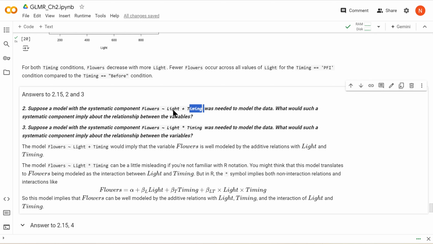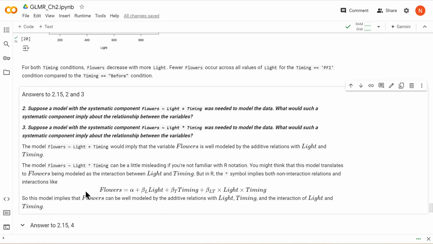But how does that differ then from the next one, where we have light asterisk timing? Okay. So hopefully you are familiar with this. But in R, if you write a model such as this, where you're separating variables not by a plus but by an asterisk, then what this is doing is it will take light, or one of the variables, plus the next variable, timing, plus the interaction between them. And so the interaction would look like this: light, timing, and its beta coefficient here.